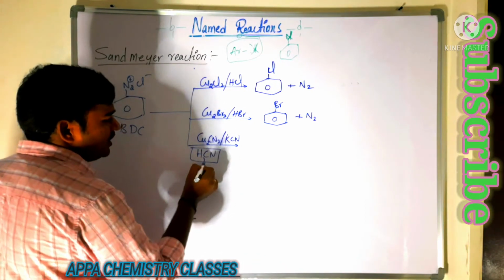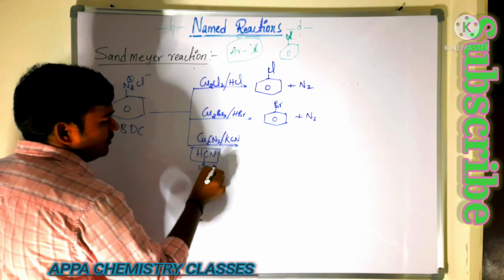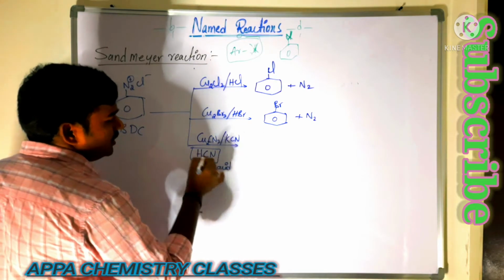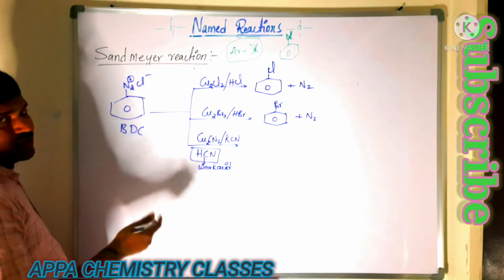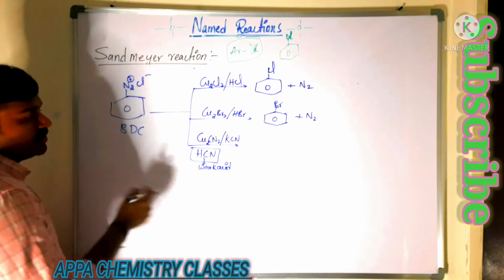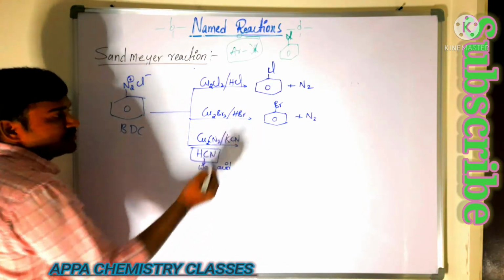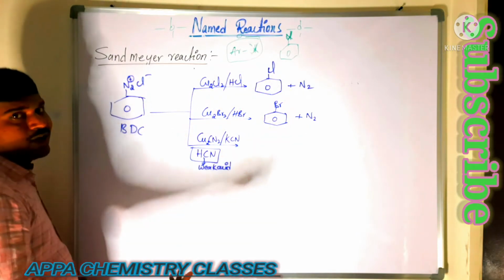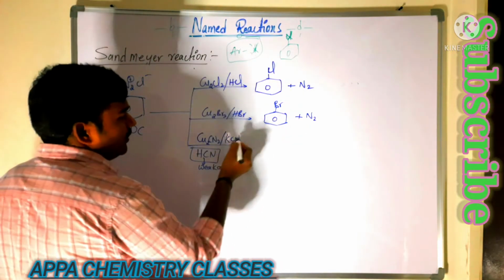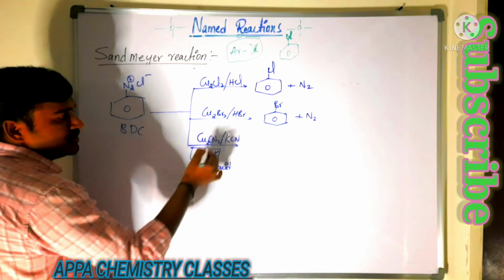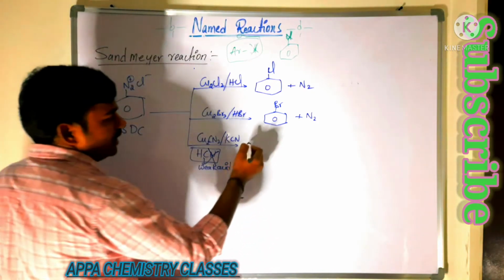HCN is what? It is a weak acid, so it cannot easily generate that much CN minus ion. It will not easily give the cyanide ion. Whereas potassium cyanide is a salt which can easily donate the nucleophile. So for that reason we should not use HCN; we have to use potassium cyanide.